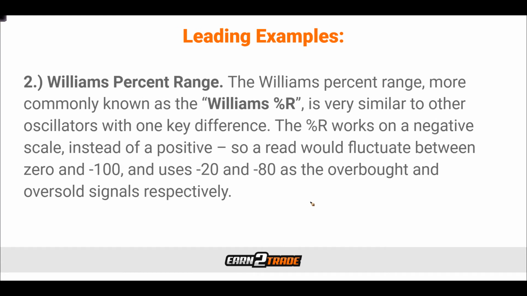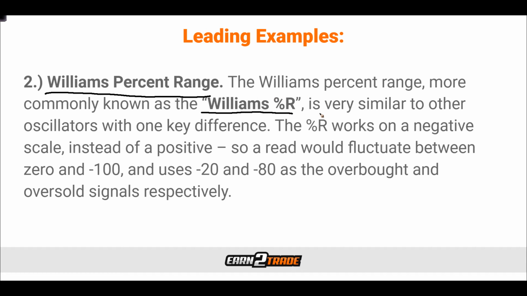Taking a look at another leading indicator example, we have the Williams percent range. This is going to be one of those indicators where, once again, you're not commonly going to see it spelled out in full. Instead, you'll see the abbreviated version, which is right here.